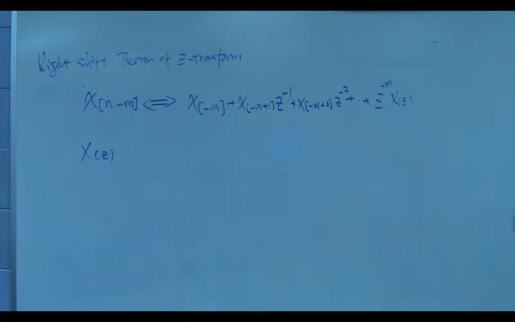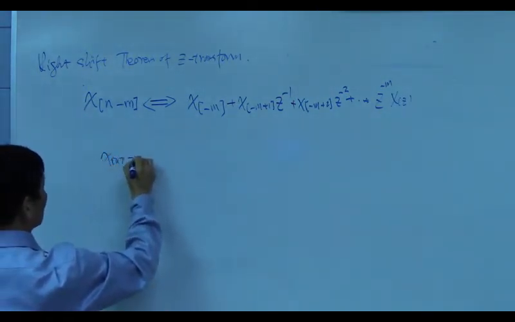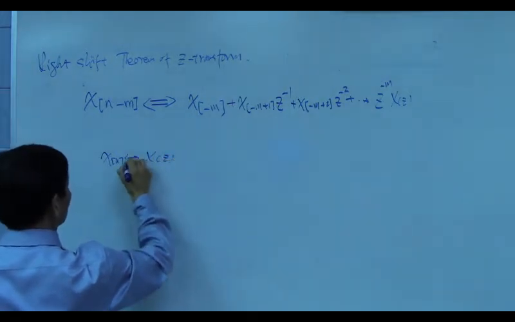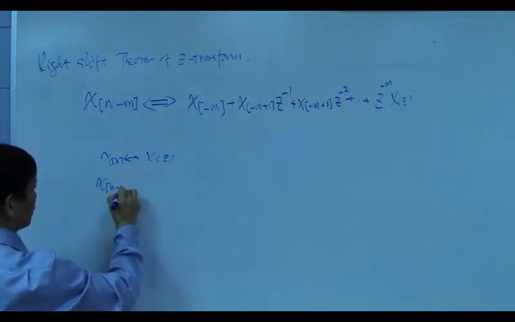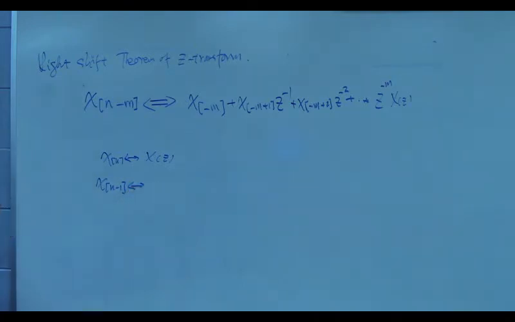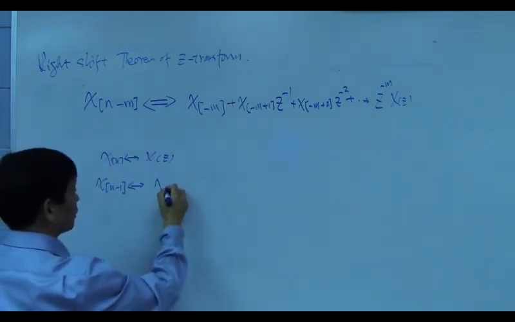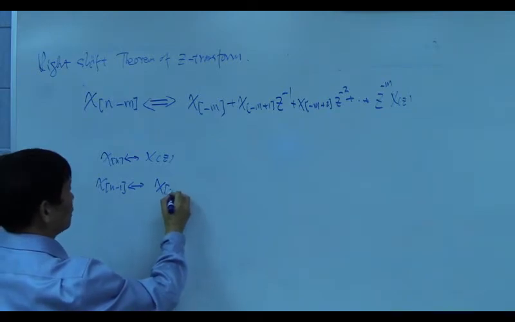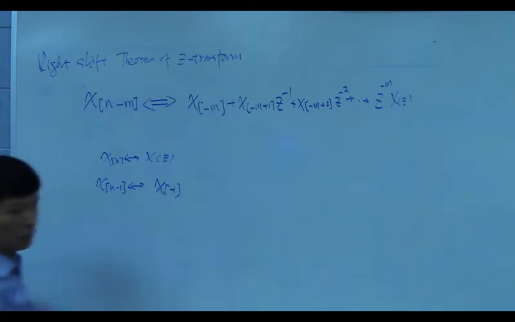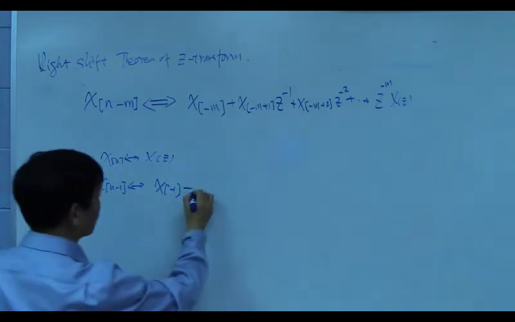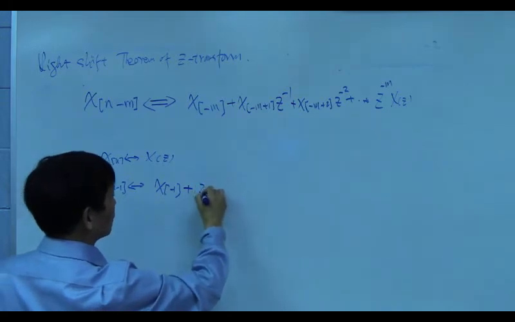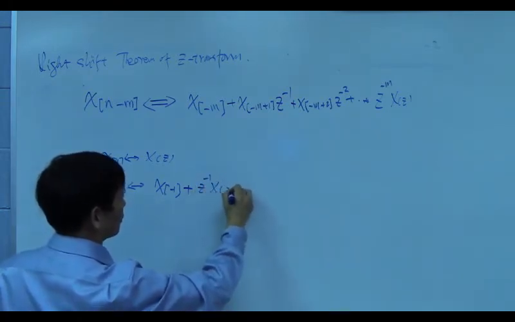Right, let's do an example. Suppose xn gives us X(z). What is x n minus 1? Here, this small m equals 1. So we have only the initial value x of negative 1, then plus z to the negative 1 times X(z).